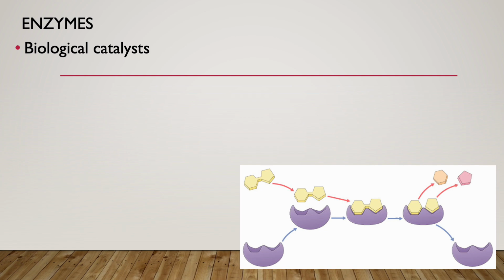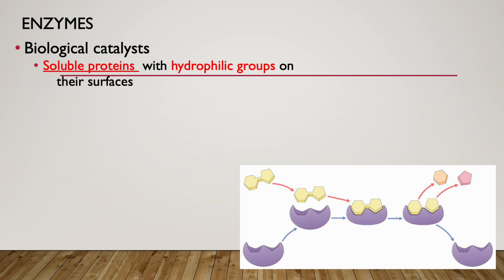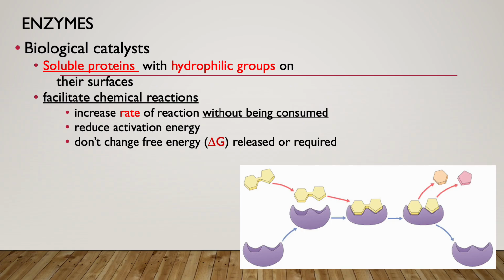Taking a look at biological catalysts, soluble proteins with hydrophilic groups on their surfaces. These facilitate chemical reactions. They can increase the rate of the reaction without being consumed. These are your enzymes. They're going to reduce that activation energy. They don't change the free energy, that change in Gibbs free energy, whether it's released or required. That doesn't change. It just allows things to happen faster.